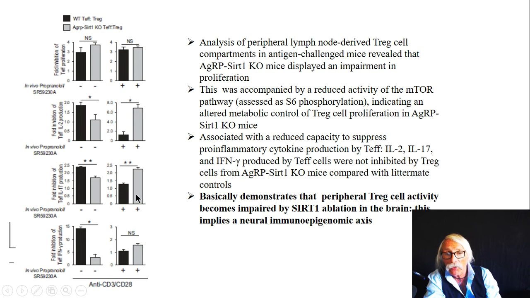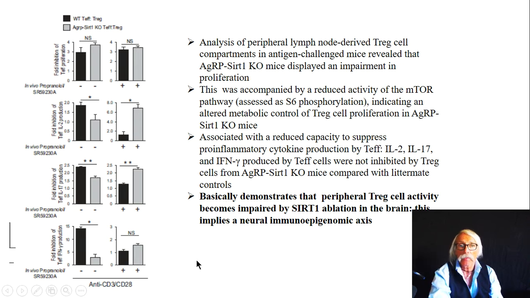You see a differential change of, again, these particular T cell subpopulations. So, analysis of the peripheral lymph node-derived Treg cell compartments in antigen challenge is what you're doing here. Mice revealed that the AgRP Sirtuin knockout mice displayed an impairment in proliferation. Okay, this was accompanied by a reduced activity of the mTOR pathway expressed as S6 phosphorylation, indicating an altered metabolic control of the Treg cells, associated with the reduced capacity to suppress pro-inflammatory cytokines, shown there, in the T effector cells, which were not inhibited by the Treg cells. Okay.